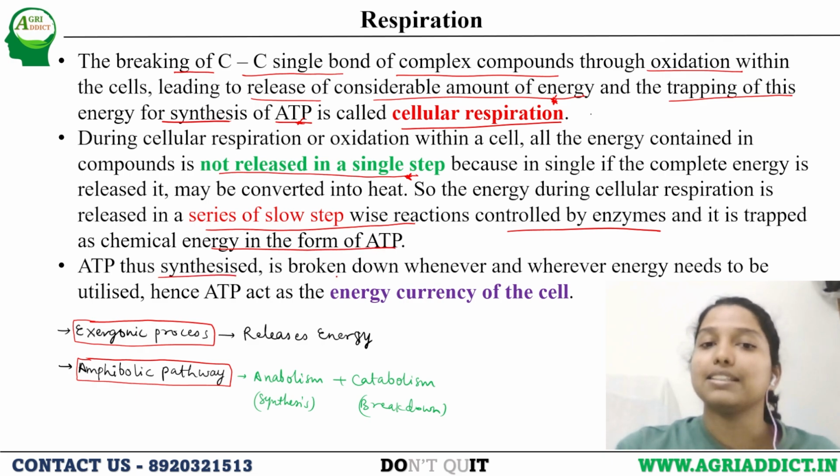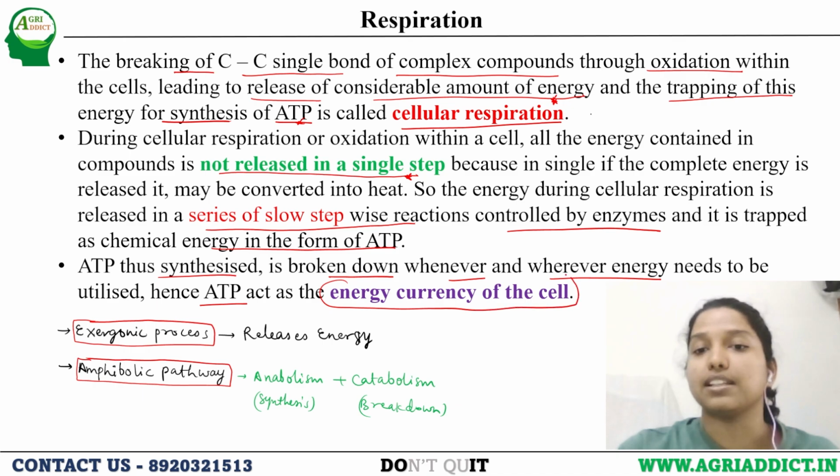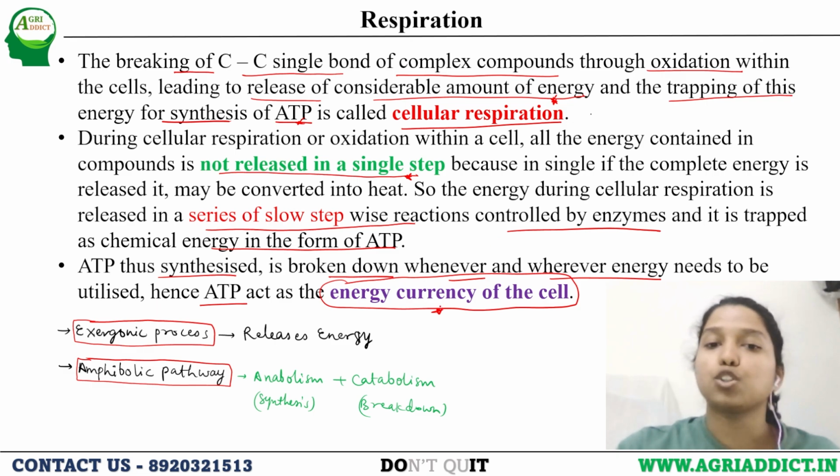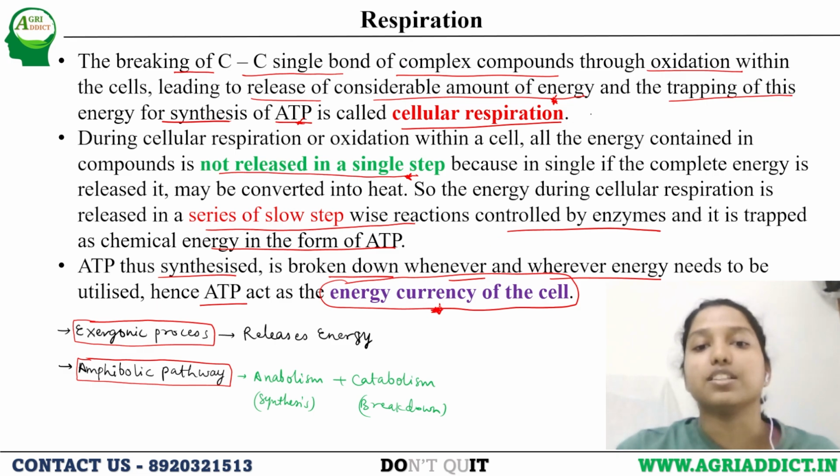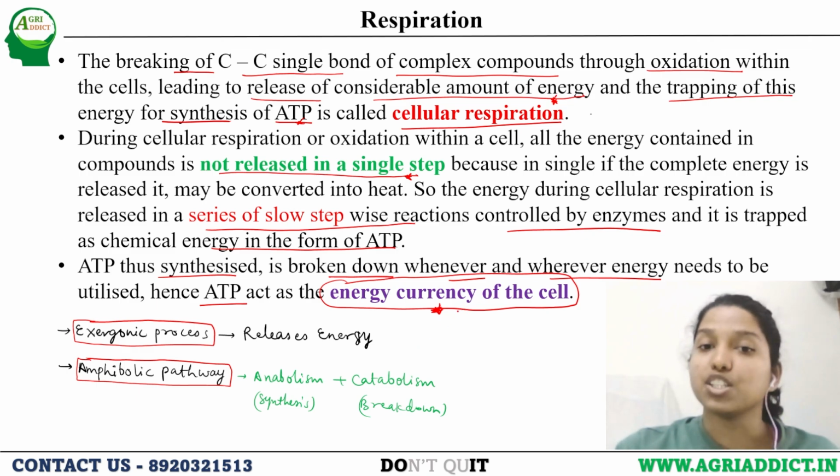The synthesized ATP is broken down whenever and wherever energy needs to be utilized. Hence ATP acts as the energy currency of the cell. Just like we use currency for buying anything, plants also use ATP as energy currency. So whenever the plant needs to divide a cell, it needs energy, and that ATP will be used for that.